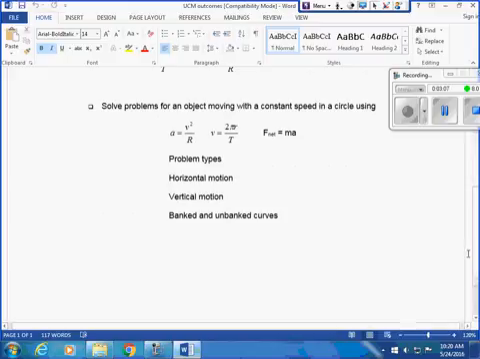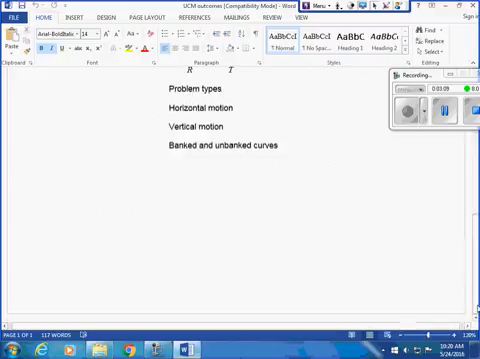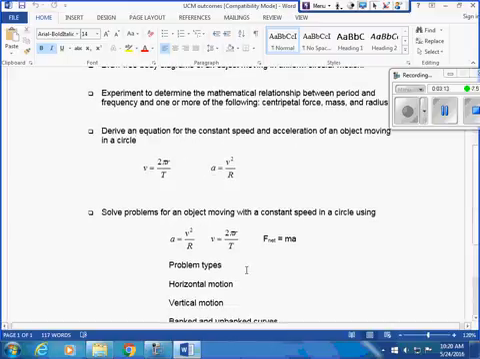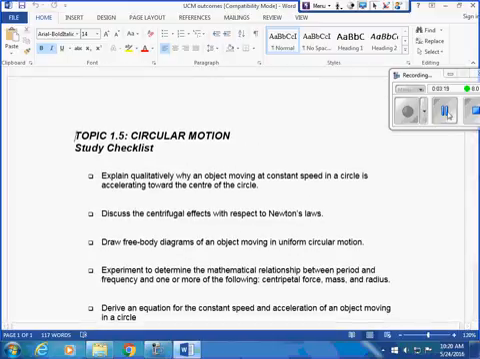The problem types are horizontal motion, vertical motion, and banked and unbanked curves. So it's actually fairly short. The formulas themselves get a little bit crazy. Those are the ones that are listed in the curriculum, and I'll give you slightly different ones as well. Okay, so that's where we're going.